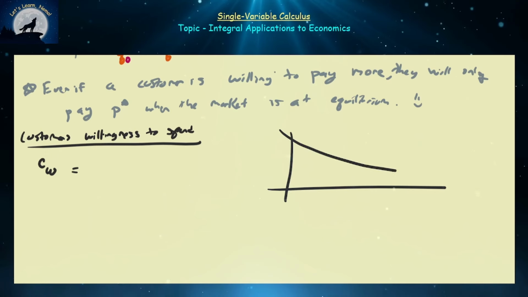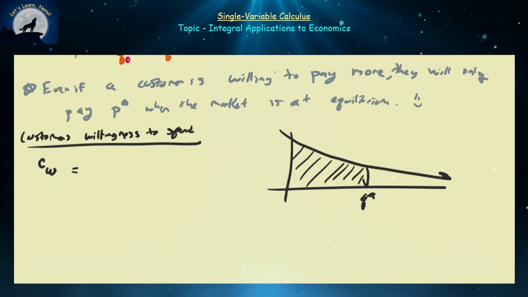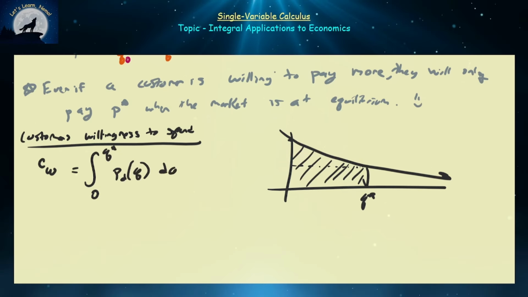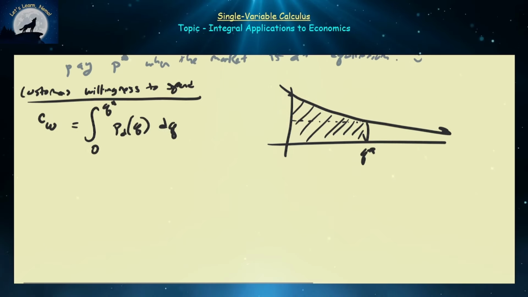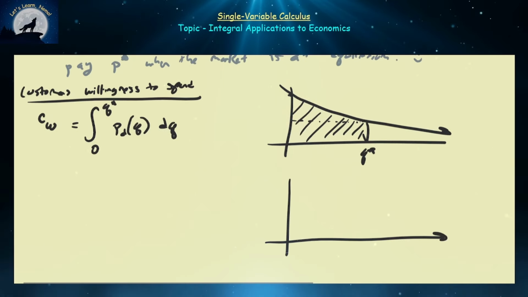So again, we're going to have this curve here, and then we're going to have our Q star here. And what we're going to do is find the area of this region. Even though that height value is here, we're still going to be willing to spend, even though we actually might not. So this is going to be the integral from 0 up to Q star of our demand curve with respect to Q.